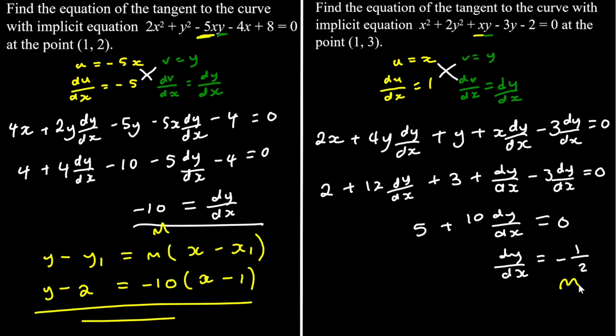So that's our gradient. Substitute in, so y minus y1 equals m times x minus x1.